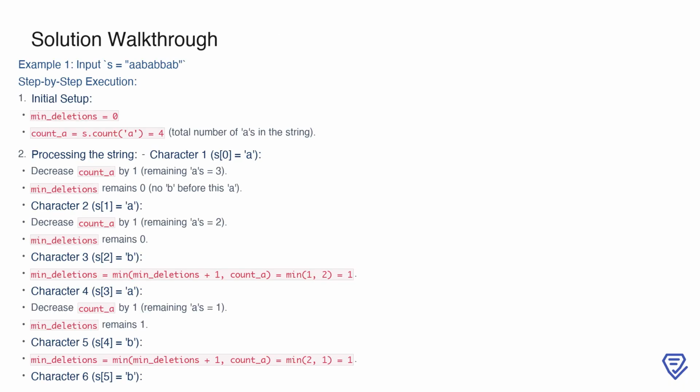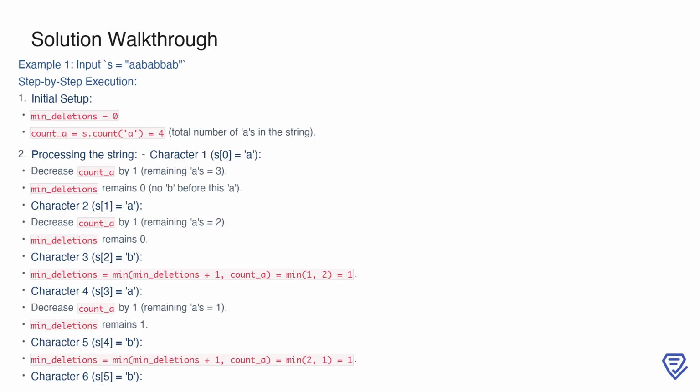Here, we begin with the first example where the input string is abababab. To solve this, we initialize two key variables, min_deletions is set to 0, which will track the minimum deletions needed, and count_A, which counts the total number of A's in the string. For this input, count_A is 4. Now, as we process each character in the string, we start with the first two characters, both A. Each time we encounter an A, we reduce count_A by 1, since we are essentially saying this A has been processed. Importantly, since there are no B's before these A's, min_deletions stays at 0.